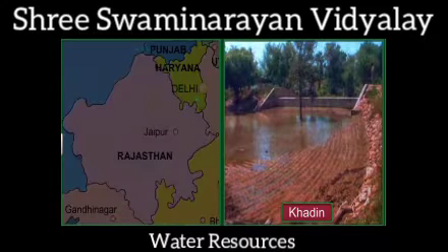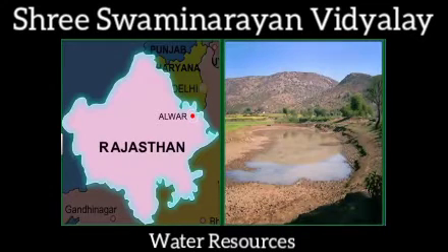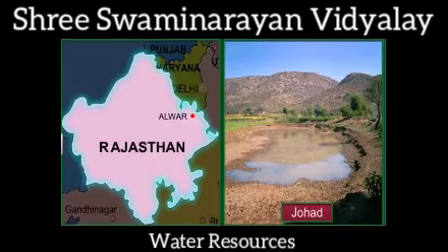In the semi-arid regions of Rajasthan, earthen check dams called johads are used to collect rainwater flowing down slopes. This water is allowed to percolate into the ground, raising the level of groundwater.